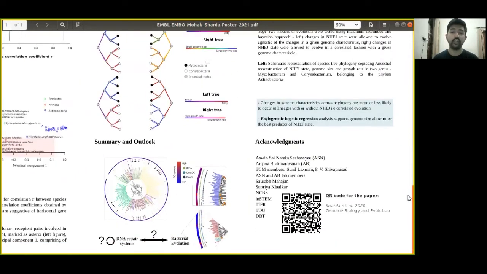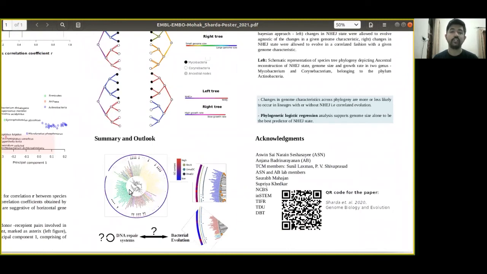So in summary, what I've told you today is that there is a sporadic distribution of NHEJ across the bacterial phylogeny, that multiple gains and losses might have shaped NHEJ distribution, and that genome size alone is a better predictor of NHEJ state compared to the other predictor that we looked at, growth rate. In sum, our study brings out that we can extend this pipeline to ask similar questions in the evolution of other repair pathways and how they might have impacted bacterial genome evolution, and how in turn bacterial genome evolution might have impacted how DNA repair systems have ended up in these genomes.